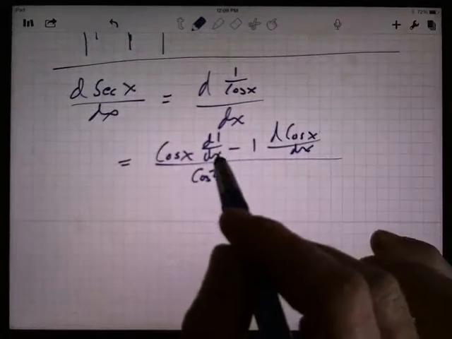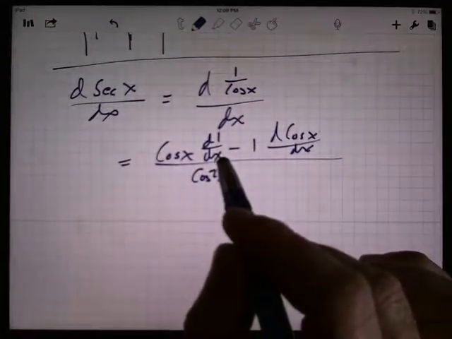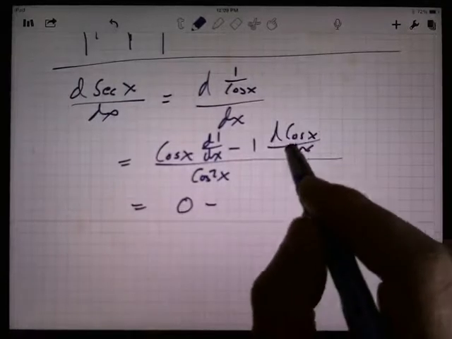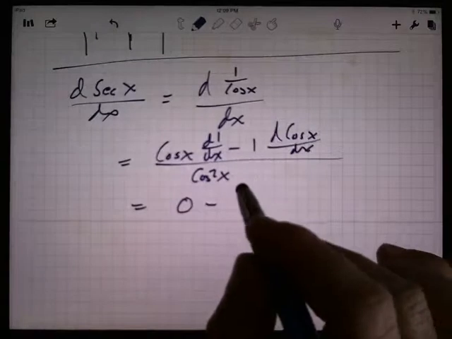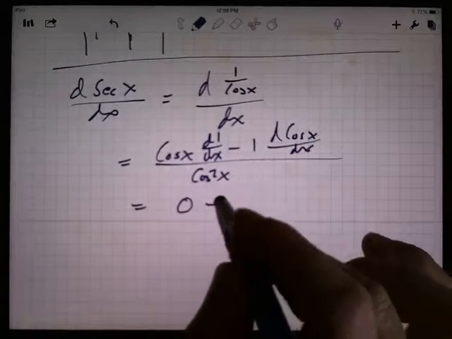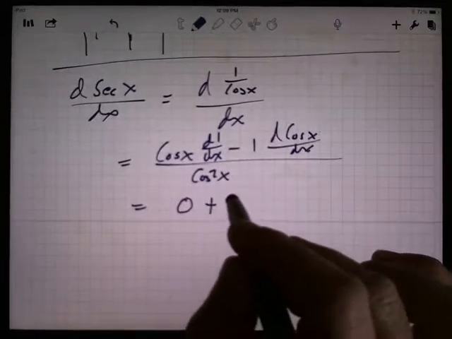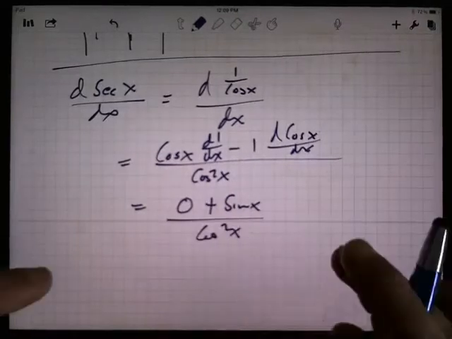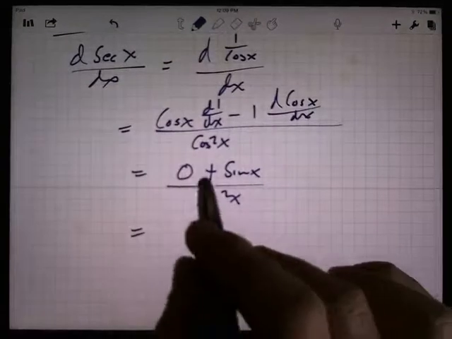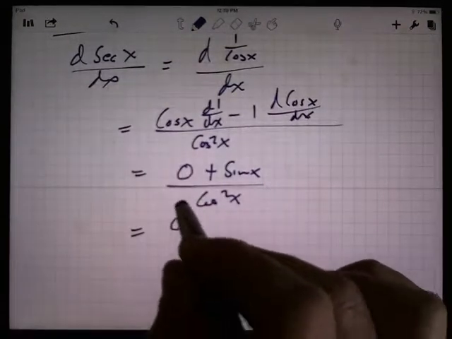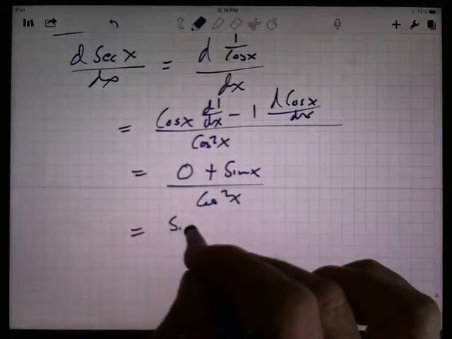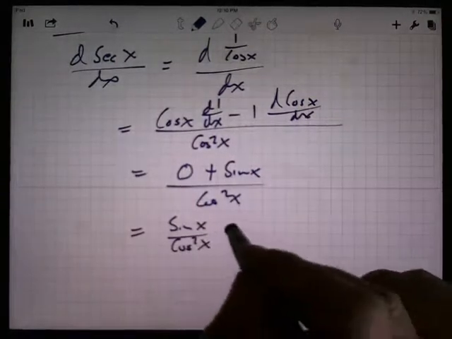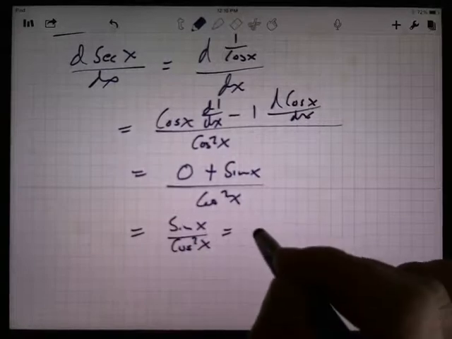So the derivative of 1, well, that's 0. So this is a 0 minus the derivative of the cosine, but the derivative of the cosine of x is the negative sine x, so that negative becomes positive, and you got a cosine squared x on the bottom. So sometimes you might see the derivative of the secant written as the sine x divided by the cosine squared x. But usually we don't write it that way.